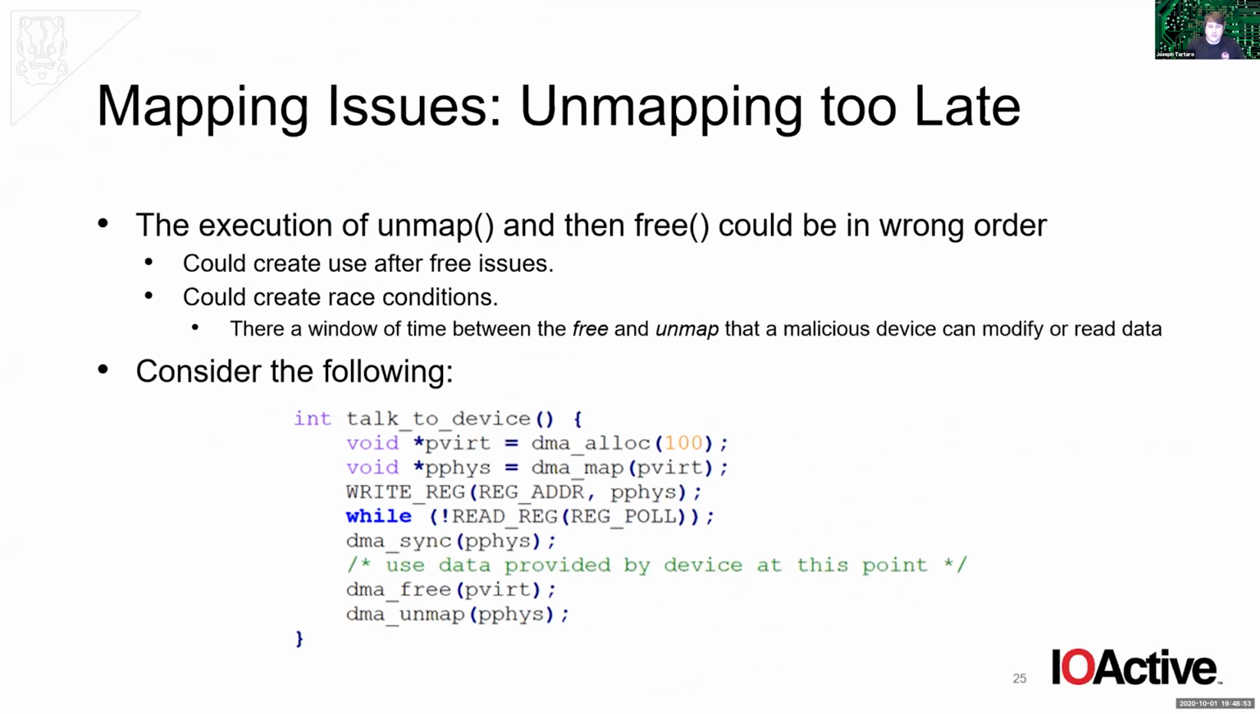And then you run into the unmapping too late. And this is where the developer mixes up the order of operations. So you'll see that if they decide to free the buffer and then unmap it after, there's going to be a small window where the device is able to manipulate the data before the unmapping happens, which is once again a use after free scenario. So these behaviors should be swapped. You should be performing the unmap before you free the allocation.